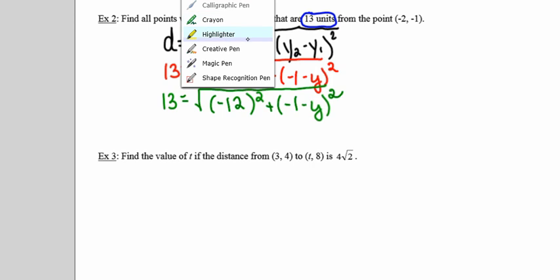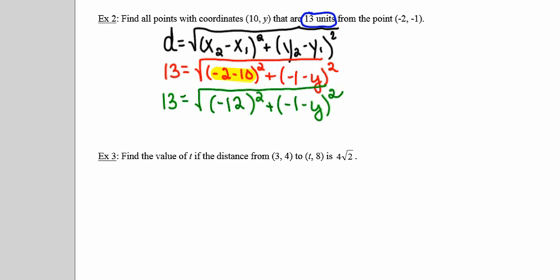Still working inside or underneath the square root symbol, I want to take that -12 and I want to raise it to the second power. I want to square it. So again, I can either employ a little bit of mental math or I can say I know that -12 squared is 144. And now I'm at the point where I can't do anything further to simplify what's underneath the square root sign.